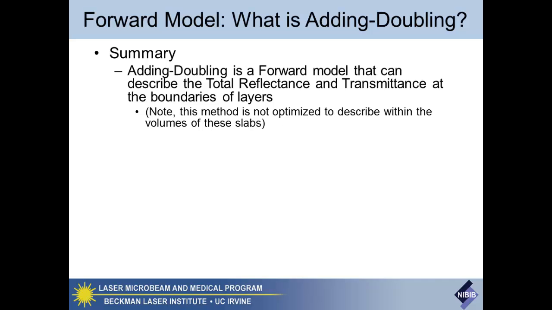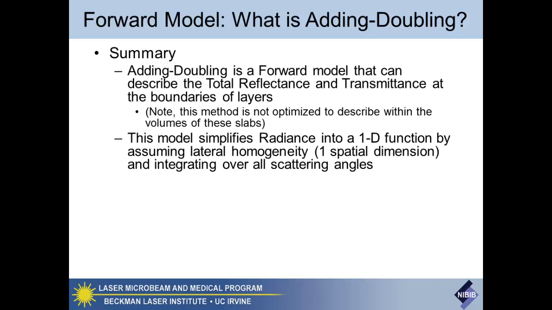But in summary, again, adding-doubling is a forward model that describes the total reflectance and total transmittance at the boundaries of the layers. So again, this is not optimized to describe fluence within volumes. This is literally just a transport operator between boundaries in physical thicknesses. This model simplifies radiance into a one-dimensional function by assuming lateral homogeneity, so you have one spatial dimension, and integrating over all scattering angles.